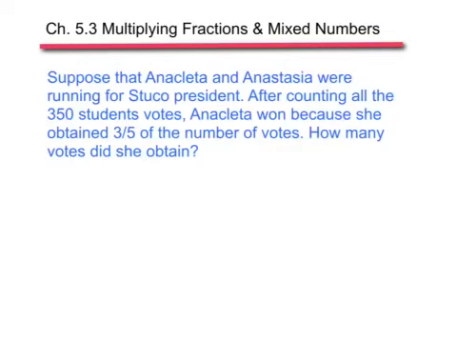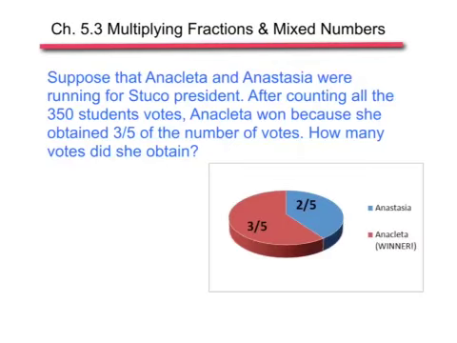Suppose that Anacleta and Anastasia were running for Stuco president, and after counting all the 350 student votes, Anacleta won because she obtained 3/5 of the number of votes. And the question is, how many votes did she obtain? So, if this cake represents all the votes, then 3/5, as you can see here, is the sector that represents the winner, which is Anacleta.